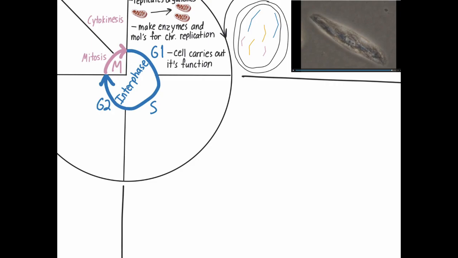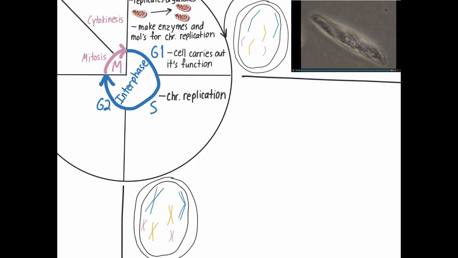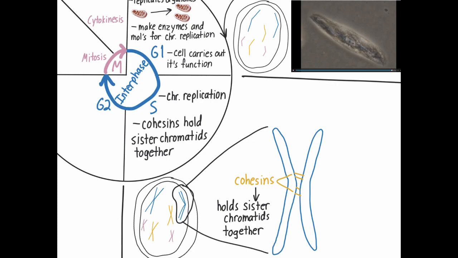After G1, the cell enters S phase, named for the synthesis of DNA. This is when the chromosomes are replicated. At this point, cohesin holds the sister chromatids together.